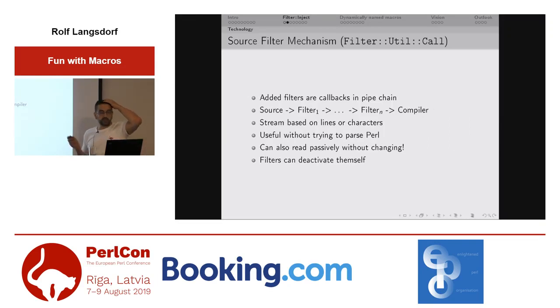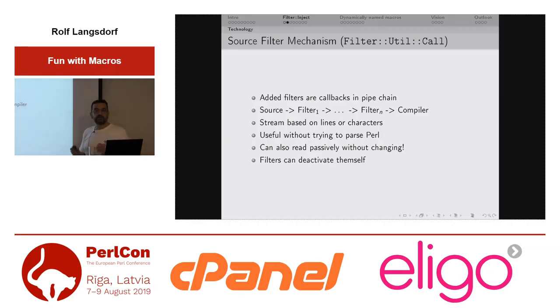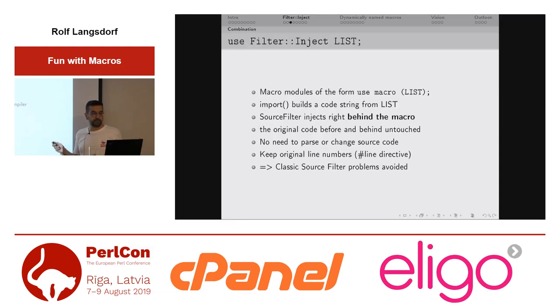So the source filter mechanism, how it is implemented, if you look at Filter::Util::Call, which is a dependency of Filter::Simple, is that you register callbacks for the parser. And every source filter is chronologically executed. It's kind of stream filtering, kind of piping one into the next one. The stream is based on lines or characters. It's useful without trying to parse Perl, because you don't really need to parse Perl. You can do other things. You can also read passively without changing anything: just what's the source code of my Perl code? And what's very important, the filters can deactivate themselves. They can say, oh, it's okay, I don't need to be executed anymore.